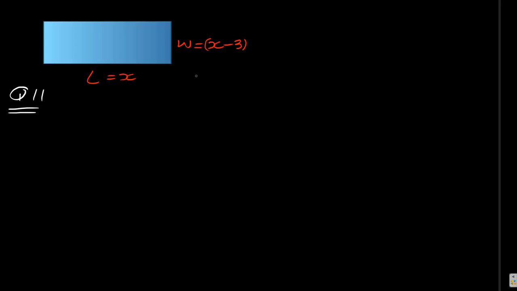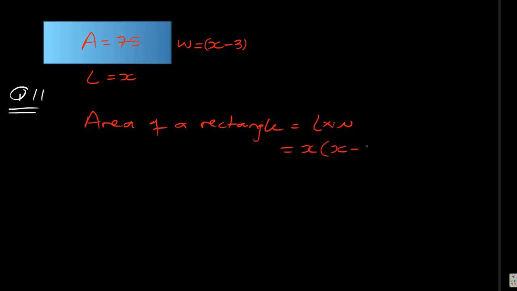They are also telling us that the area of this particular rectangle is 75 square meters. Now the question says calculate the length and the width. With this information, remember that the area of a rectangle is equal to length times width. So our length is x and our width is x minus 3.